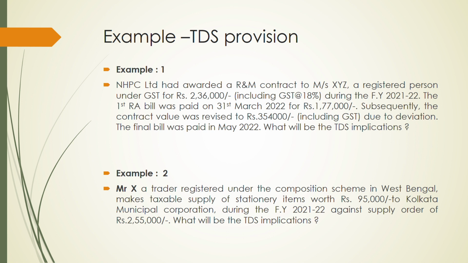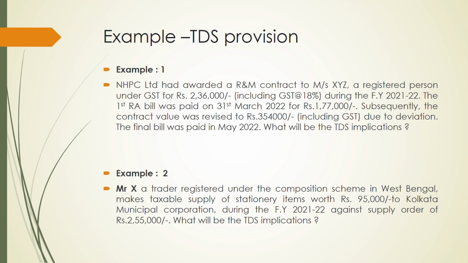But subsequently, what happened in this contract? Some deviation has occurred. So the final value of the contract has become 3,54,000. Here it exceeds 2,50,000, so TDS provision is applicable. When the final payment will be made in the month of May 2022, NHPC is required to deduct TDS under GST on the full amount.